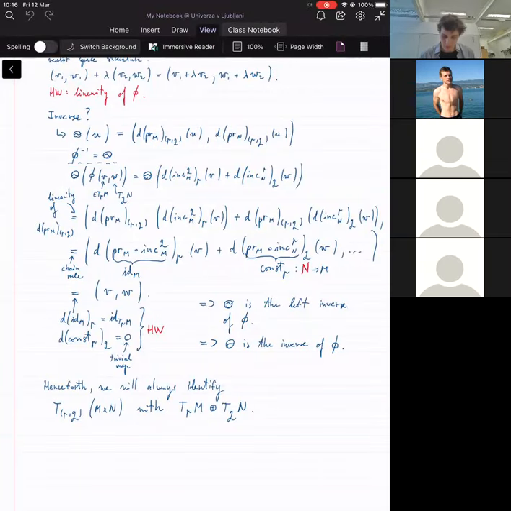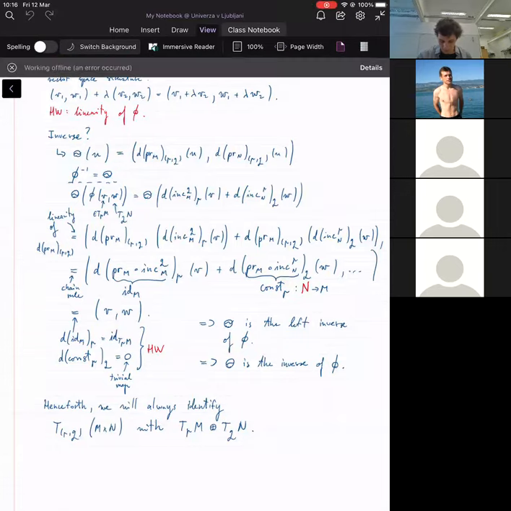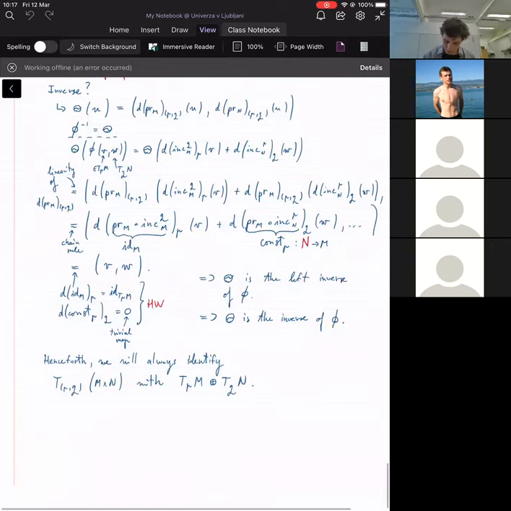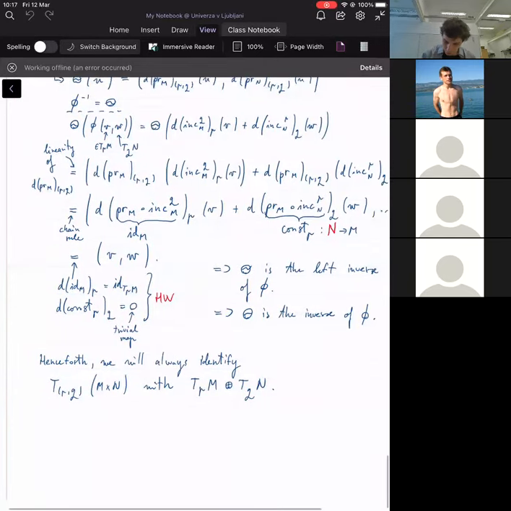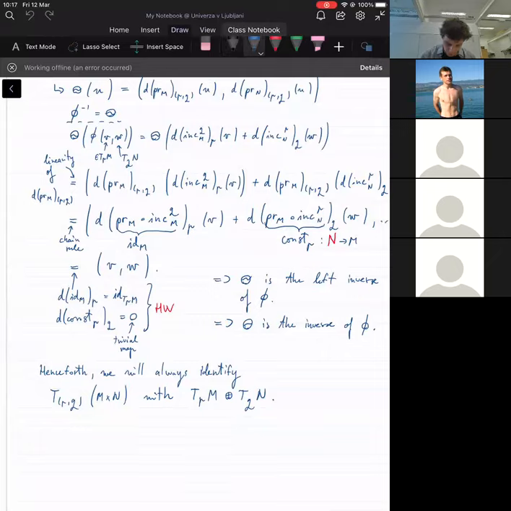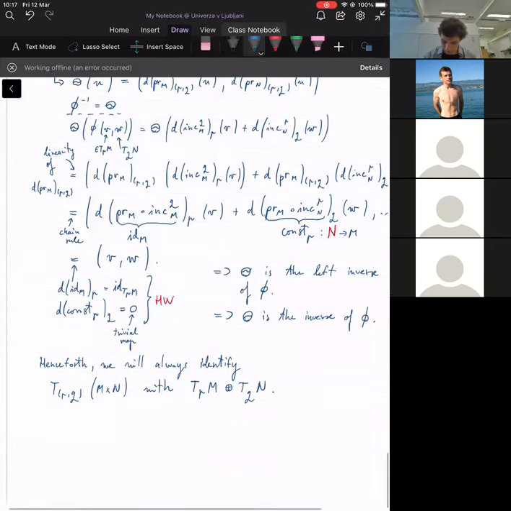Previous time we were discussing the tangent spaces of products. So we came to the point where we were able to identify the tangent space of the product manifold with the direct sum of tangent spaces of individual manifolds. Okay, so today we're going to do some sort of two short exercises regarding this.